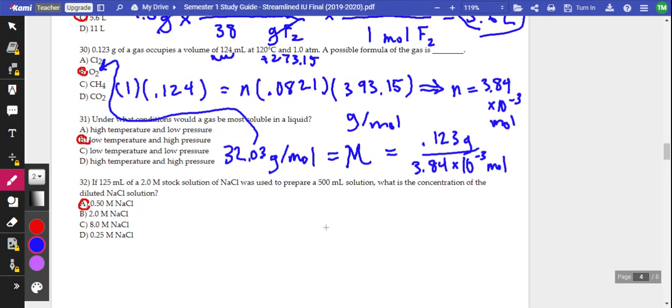Wow! Number 32, if 125 milliliters of a 2.0 molar stock solution of NaCl was used to prepare a 500 milliliter solution, what is the concentration of the diluted NaCl solution? So here's the thing. There's an equation that floats around. That's M1V1 equals M2V2. We call it the dilution equation. It's not really like a law as far as I know, or a special theory equation. It just works well.